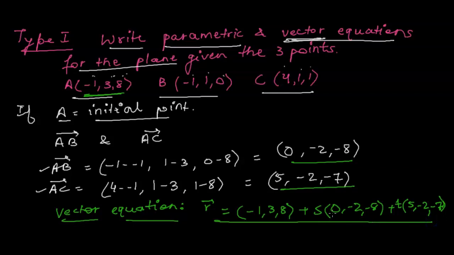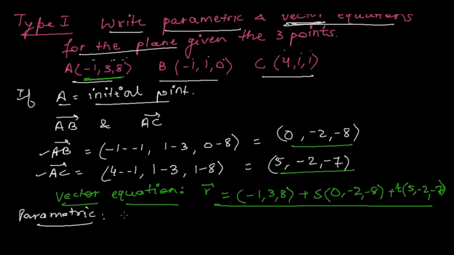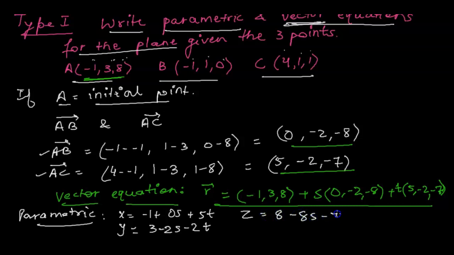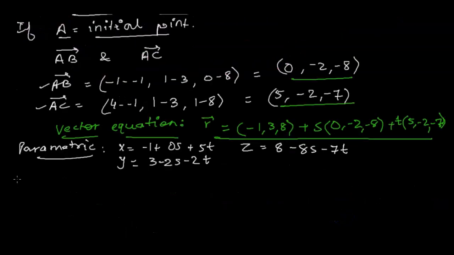To get the parametric equation, we would just open this vector equation, and that would be x equal to negative 1 plus 0s plus 5t, y equal to 3 minus 2s minus 2t, and z equal to 8 minus 8s minus 7t. And this is how we get the vector and the parametric equations.